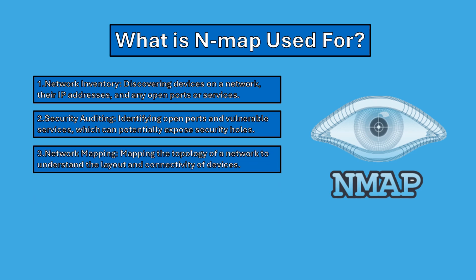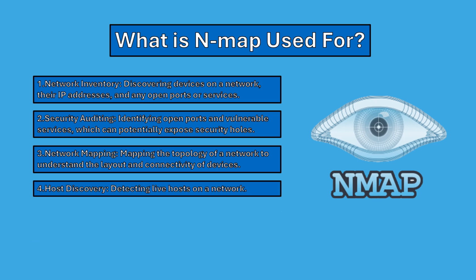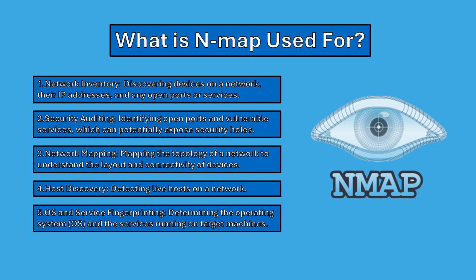NMAP is also used for network mapping by allowing you to map the topology of a network to further understand the layout and how devices are connected. NMAP provides a way to initiate host discovery by detecting what hosts are up on a network. NMAP can even give information about operating systems and service fingerprinting by getting the target machine's OS and identifying what services and service versions are running on the machine.